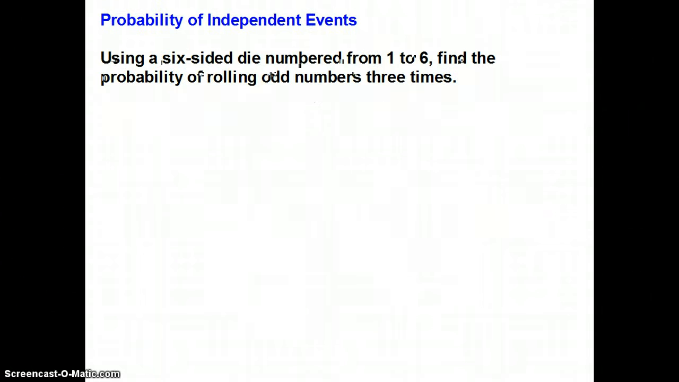So this next one, we have, using a 6-sided die numbered 1 to 6, find the probability of rolling odd numbers 3 times. Well, on a 6-sided die, we have 3 odd numbers: 1, 3, and 5. So we have a 3 out of 6 chance of getting an odd number, which then will reduce to 1/2.